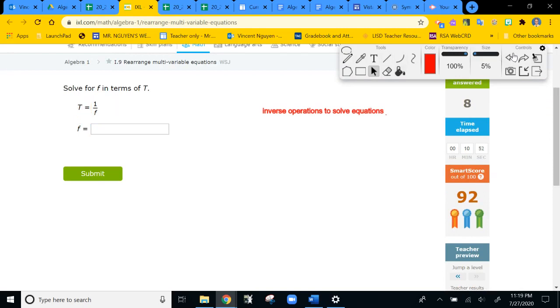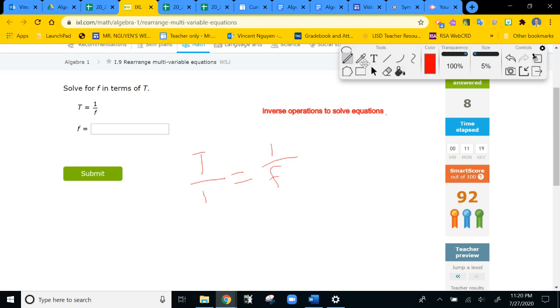Next problem. Okay, this one is not too bad. To get F by itself, we're going to move the F to the other side. So, guys, this technically could be written like this: T over 1, the original problem, over 1, equals 1 over F.